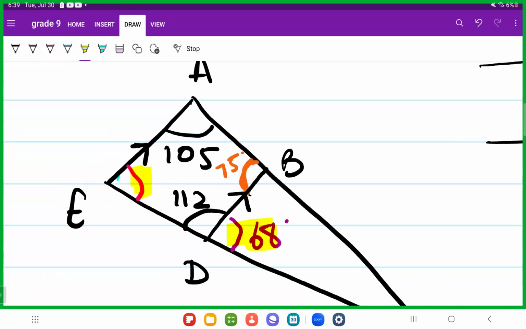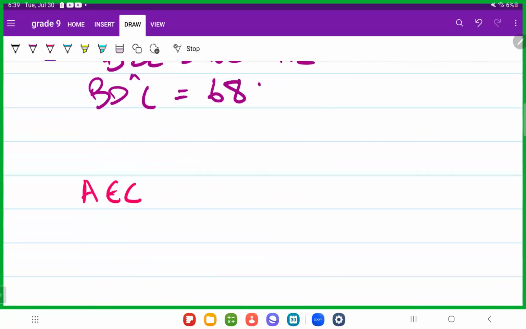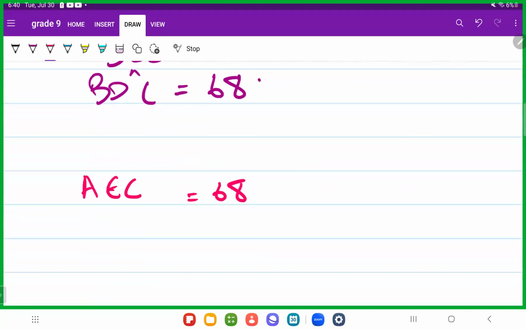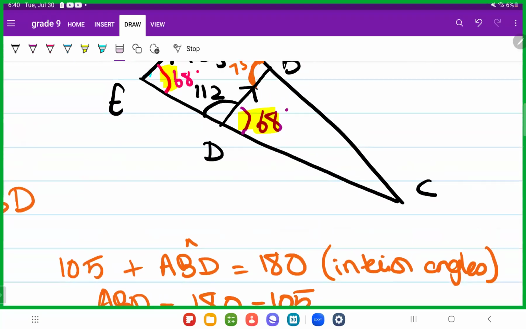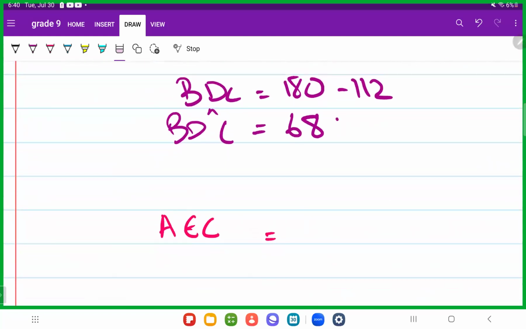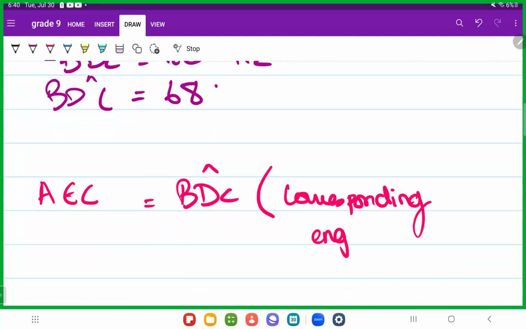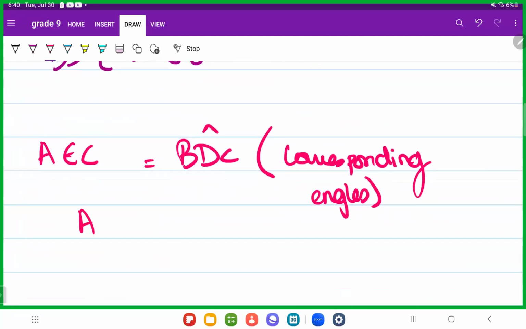So we can write, there can be two properties applied. Angle AEC you can directly write as 68 because of corresponding angles. You will write angle AEC is equal to angle BDC. This is the working that is important more than the answer, so I want you to focus on the working. Corresponding angles. So AEC is equal to 68 degrees. Make sense?